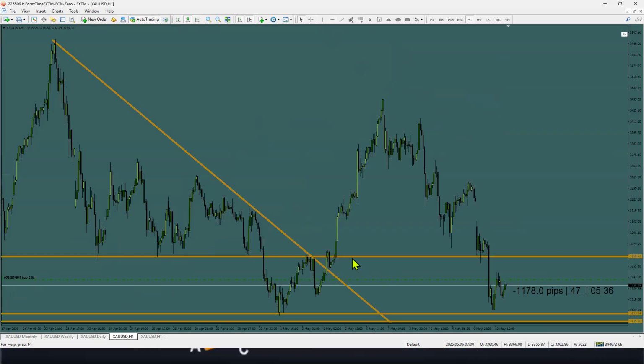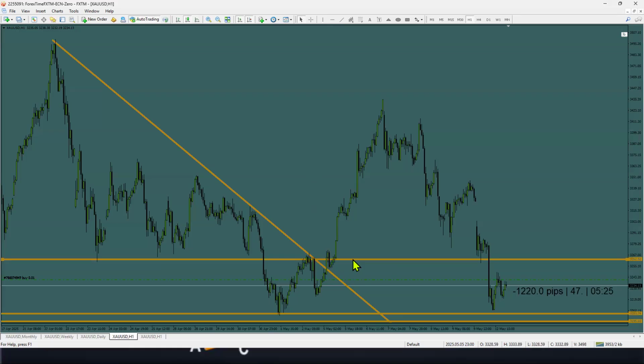Is this a live trade? I can see one buy on it. Yes, this is a live trade. Okay. That's when you want to enter a buy.